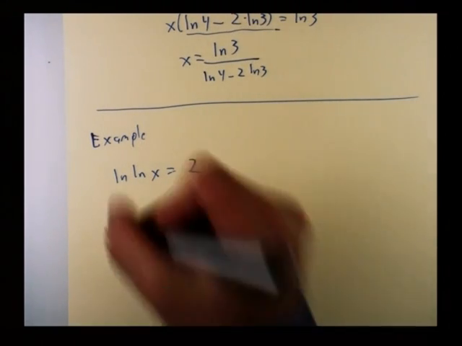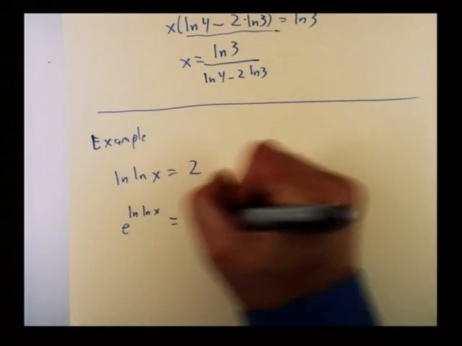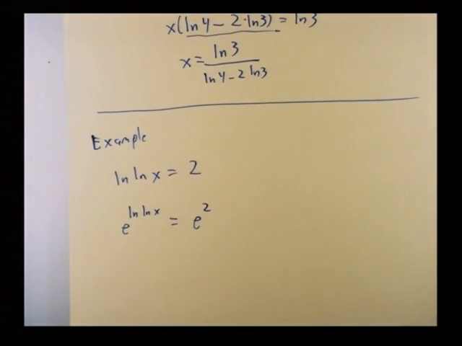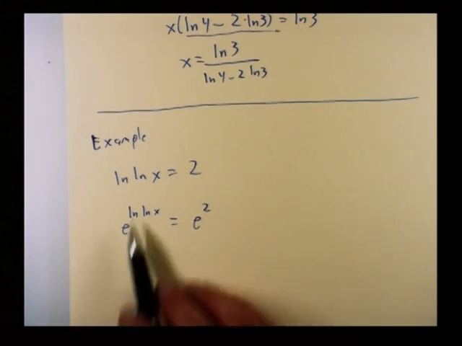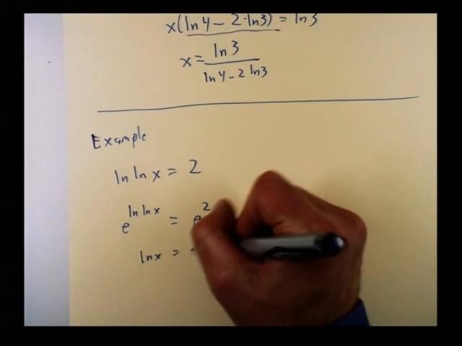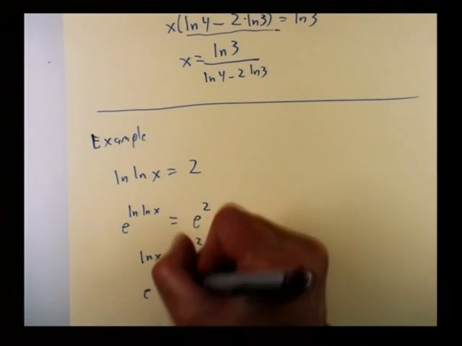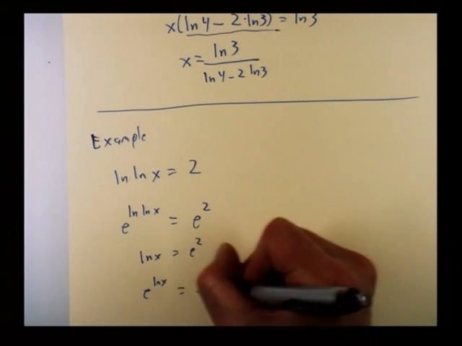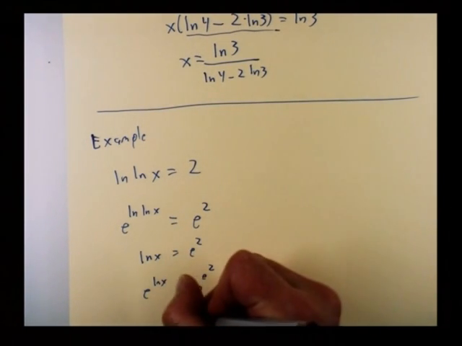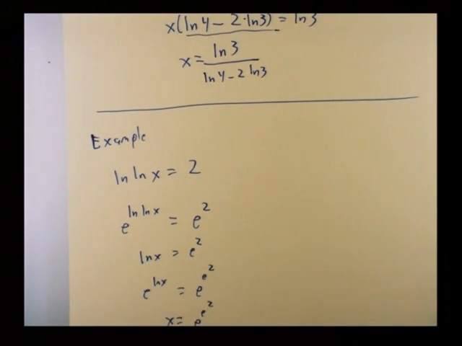And so I can take e to the power of both sides. E to the power of the natural log of x is e to the power of 2. I know that e to the power of the natural log of anything is just that thing. So I have the natural log of x is equal to e to the 2, and now I just do it again. X is inside of natural log. E to the power of the left-hand side is equal to e to the power of the right-hand side, and therefore x is e to the 2.